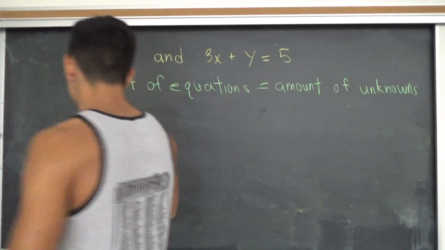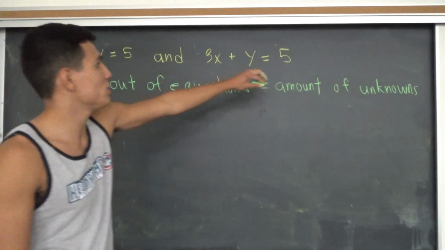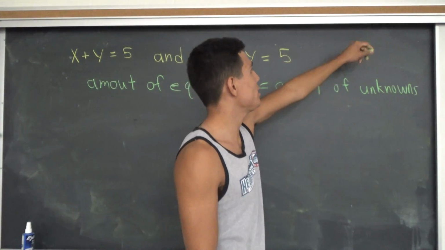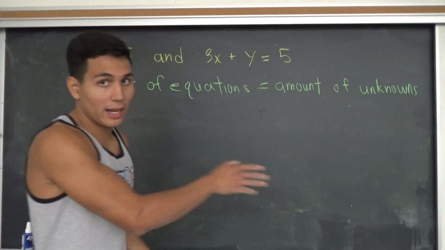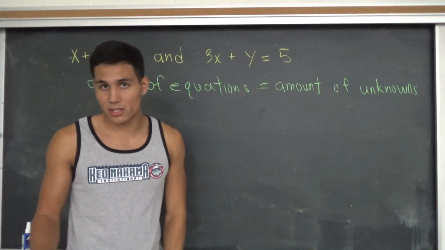If the statement is not true, you can't solve it, okay? So if I had another equation like 4x plus 2y equals 7, you can't actually find what x and y is. So you need to make sure that you always have the same amount of equations as the amount of unknowns.